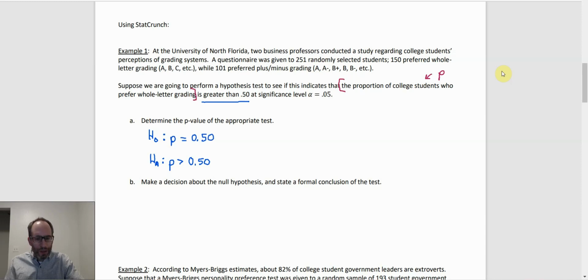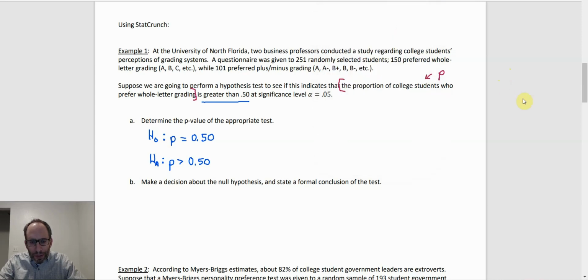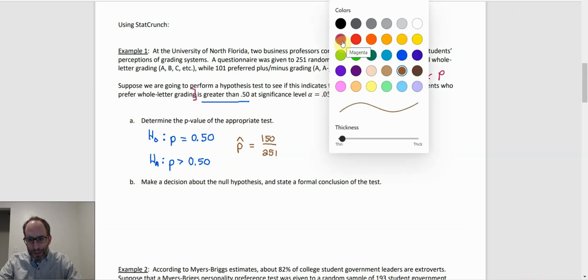Let's see. Then the other thing that we've got is the sample proportion, which I guess I can put in a different color. Brown. So the sample proportion, that's, let's see, so if it's for whole letter grading, 150 preferred that. So 150 over 251. And then we should be able to use StatCrunch to get our p-value. So that's going to be our next step.